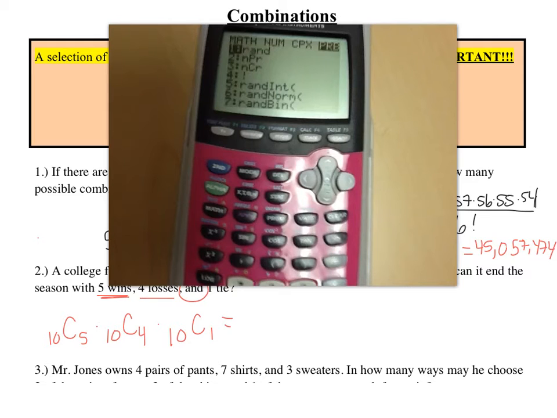Okay, so our answer that we came out with then, we'll record 529,200 different ways that could happen.